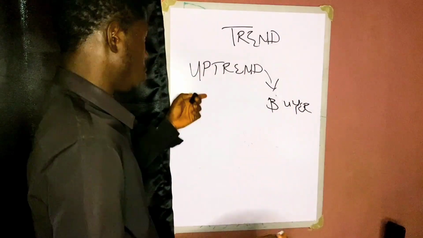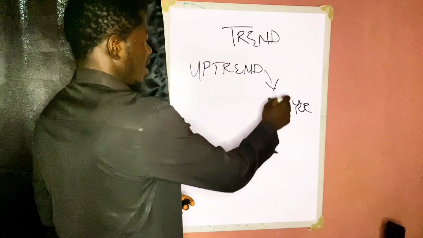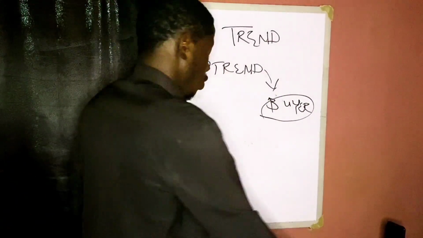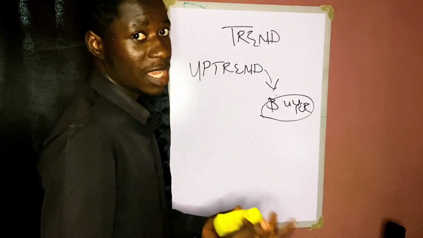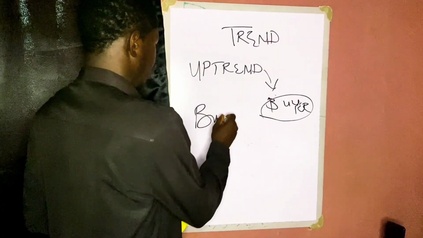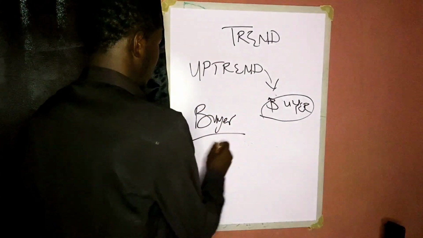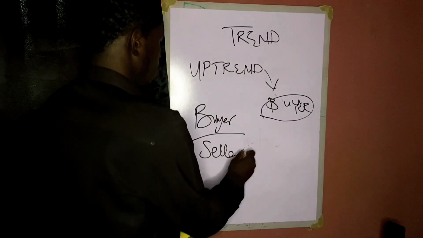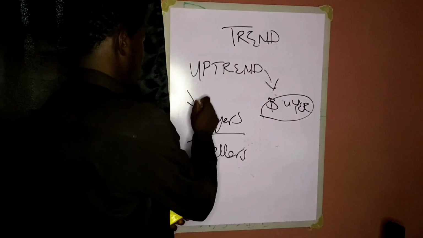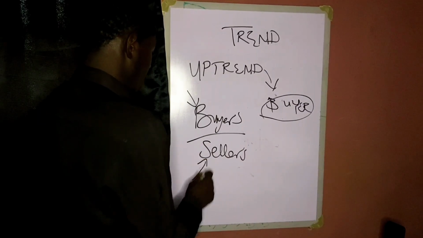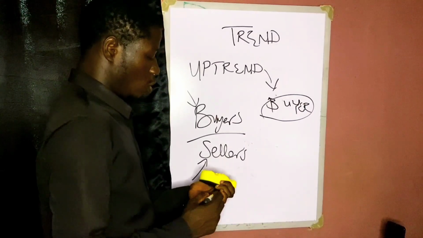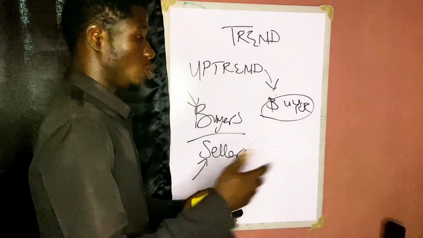If a market is in an uptrend, it simply means that buyers are more in the market compared to sellers. Now you need to understand this, that we have two key players in the market, which are buyers and sellers. These are the two major participants in the market. At every price point, either the buyers are in control or sellers are in control. And in most cases where none of them are in control, the market would not go in a particular direction. It will just be static.